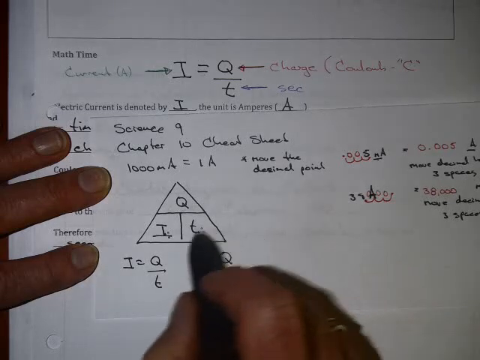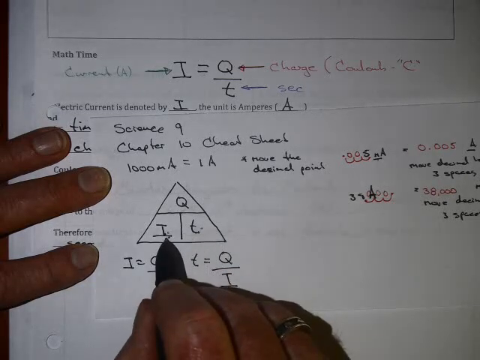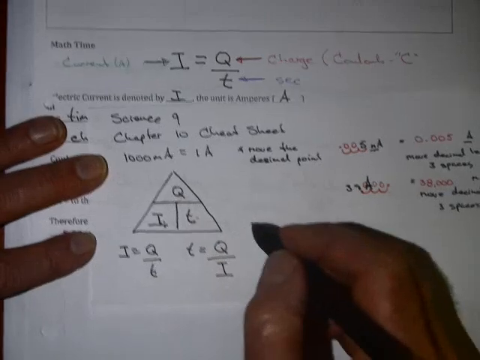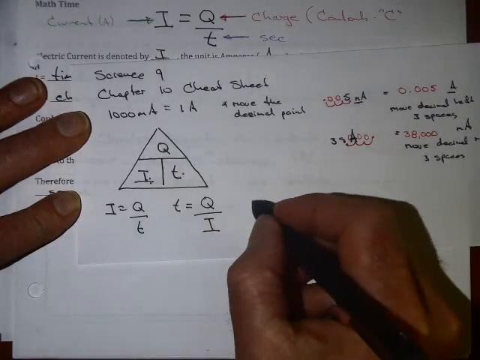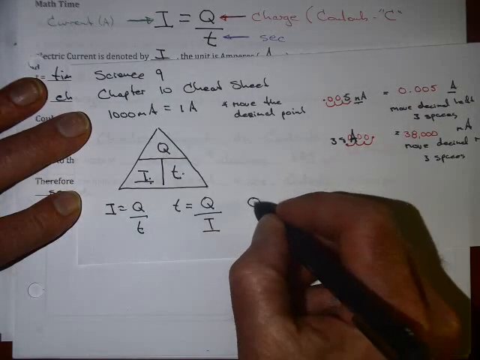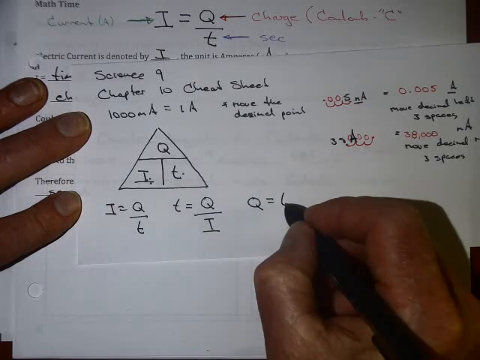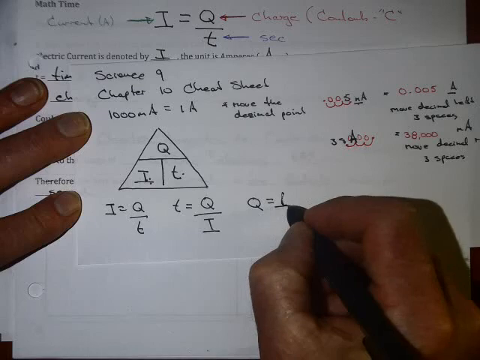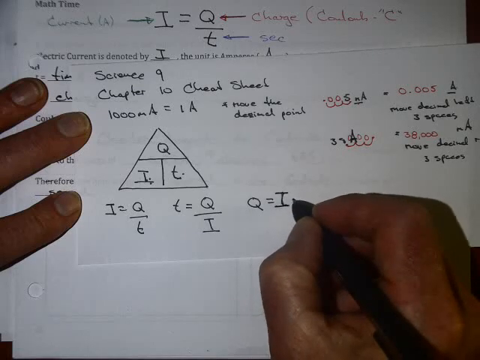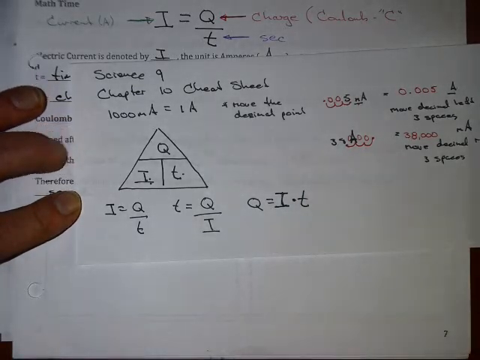And the last one, suppose you're given time and current and you're asked to find the charge. Okay, so Q is equal to I times T. I times T. Pretty sweet, eh?